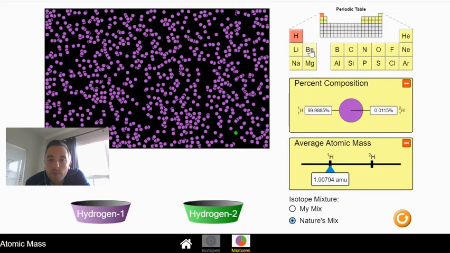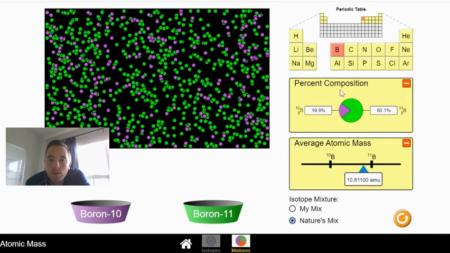So if I were to pick a different element like boron, and you looked up the average mass, you'd see it's 10.8. And I could tell you, well, 80% of the boron is 11 and 20% of the boron is 10. So it's pretty close to an average of 11. Now, 10.8 is not perfect.